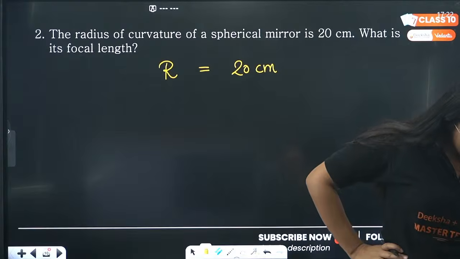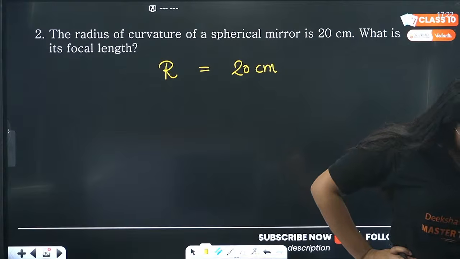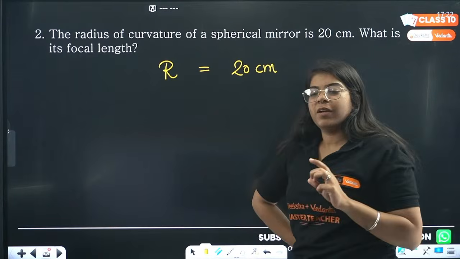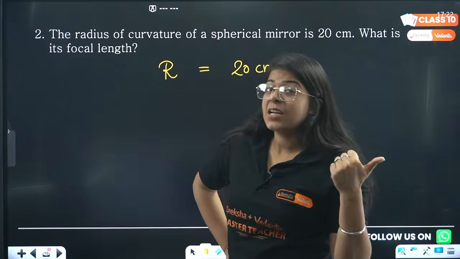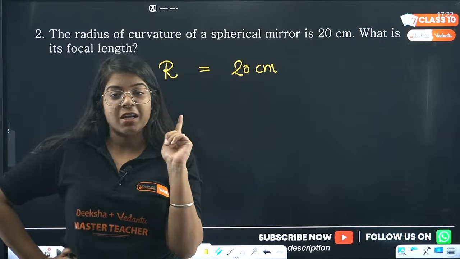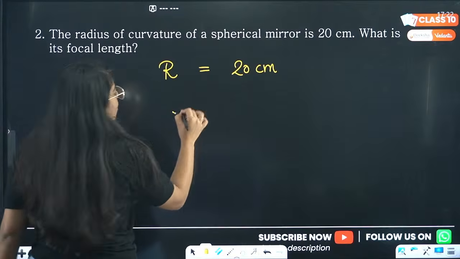All the light rays coming parallel to the principal axis, after reflection, appear to meet at a point on the principal axis called the principal focus. Very good, Devesh. Okay, so these are just NCERT questions. So today we are doing NCERT questions, so we'll do all the NCERT questions. No worries.